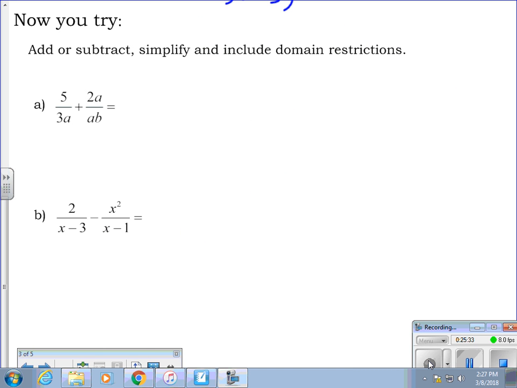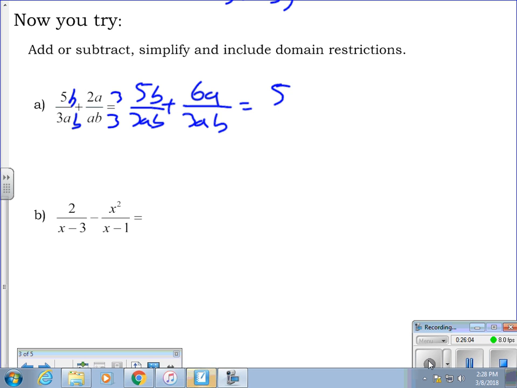So, first thing we need to do, common denominator. What is in this first denominator that's not in the second? 3. So I multiply by 3 over 3, which gives me for my second fraction, I did that one backwards, I shouldn't have, 6a over 3ab. What is in the second fraction that's not in the first? b, so I multiply by b over b. So I get 5b over 3ab, which means I get 5b plus 6a over 3ab, and a and b cannot be zero.